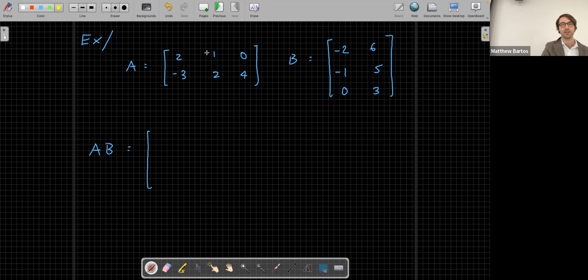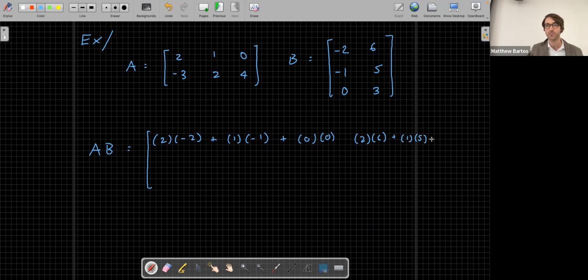Okay, so first we're going to take this first row of A, inner product with the first row of B, or sorry, first column of B. We'll get 2 times negative 2 plus 1 times negative 1 plus 0 times 0. So that'll be our first element. Second, for this upper right corner here, we'll have 2 times 6 plus 1 times 5 plus 0 times 3. Okay, so that's the inner product of this first row of A with the second column of B.